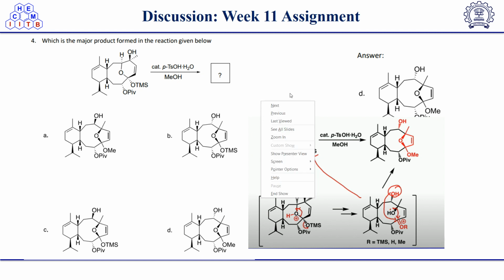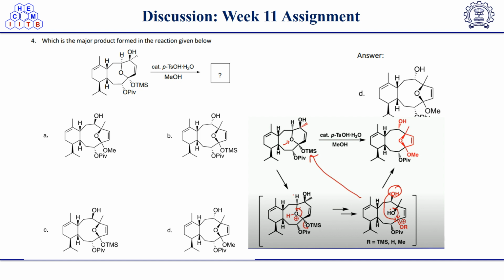So what is actually happening is that the catalytic amount of hydrated para-toluenesulfonic acid will protonate this oxygen, making it an oxonium ion. So then what will be happening is that this bond will be breaking, and this oxygen lone pair will shift to here, and this bond will be breaking.